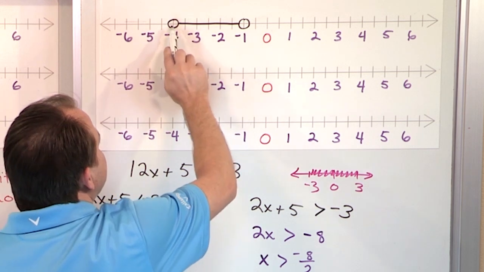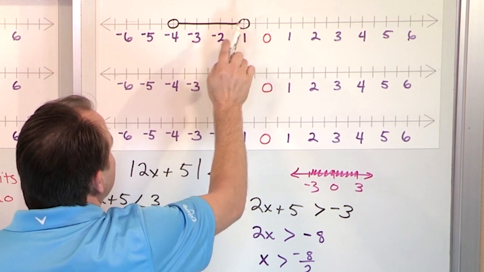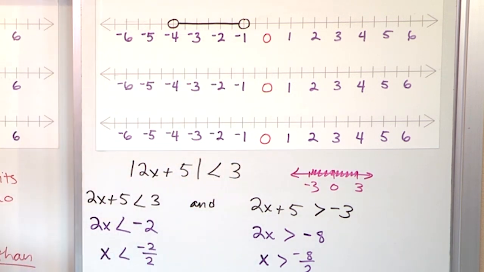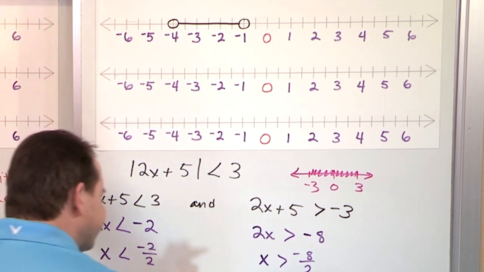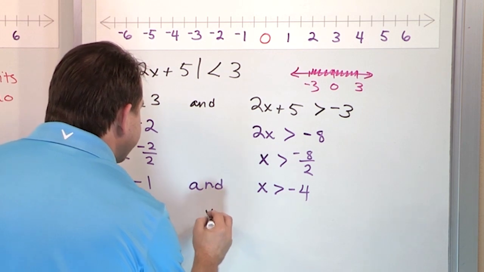Every little number in this shaded region, not including negative 4 and negative 1 of course, is going to satisfy this inequality. So you could circle the answer like this, of course, but since you know it's an and, we can write it as a compound inequality.